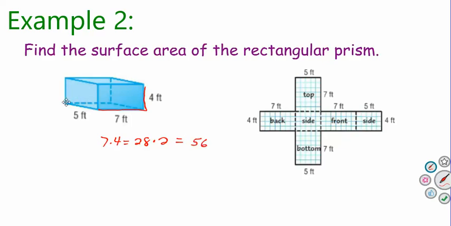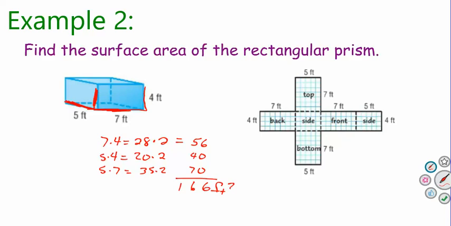Okay. Then I also see this one here and here, here and here. So that's going to be 5 by 4, so that's 20 times 2, so that's 40. Then I have to think about what's the other one I've not looked at. I have not seen 5 by 7, the bottom. 5 by 7 equals 35, times 2 is 70. Okay, then add them together: 166 square feet.